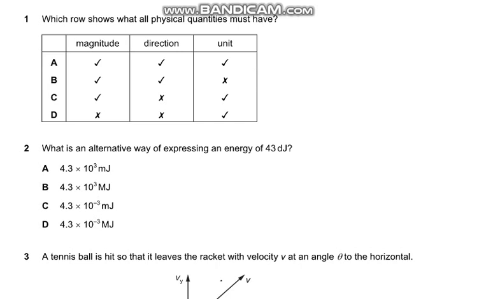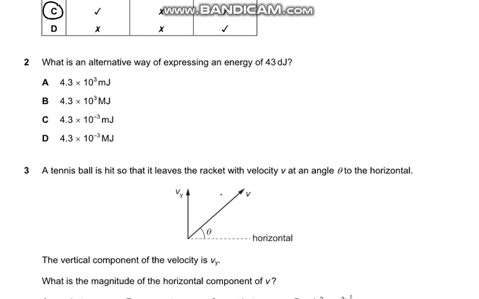Hello, so this is A-Level Physics Winter 21 Paper 1 Variant 2, and let's start with question number 1. Question 1 asks which row shows what all physical quantities must have. Physical quantities must have magnitude and unit. Direction is not important, so this is correct. C is the appropriate answer.